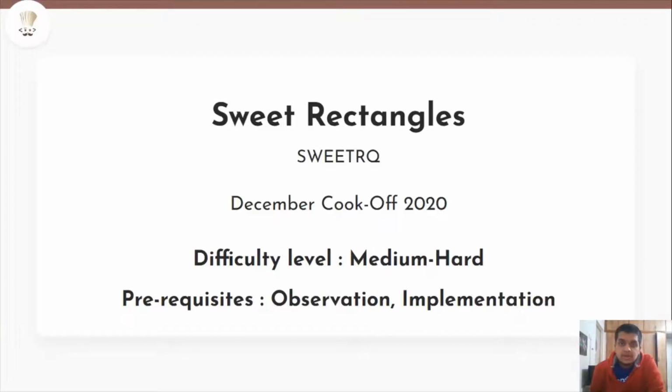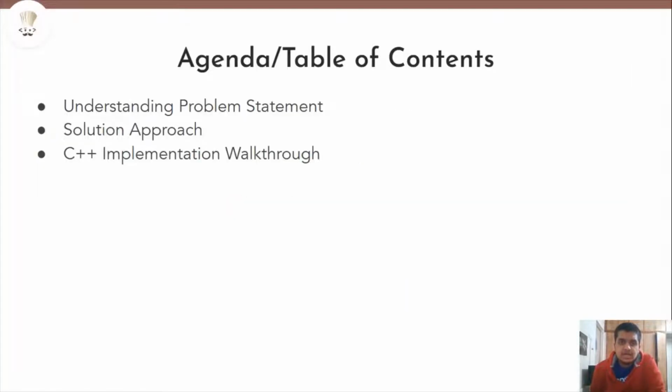So, the problem that we are going to discuss today is Sweet Rectangles. This problem appeared in the December Cook Off, and the difficulty level of the problem is medium hard. The prerequisites for this problem are observation and implementation. So let us see the agenda for today. First, we will try to understand the problem statement. Next, we will see the solution approach. Lastly, we will see the C++ implementation walkthrough.